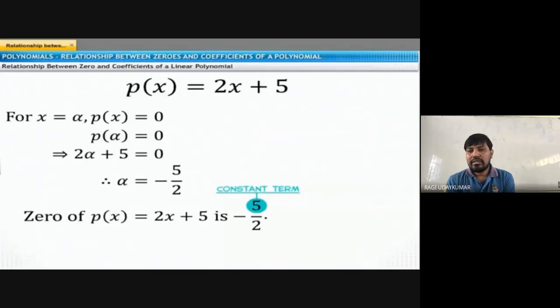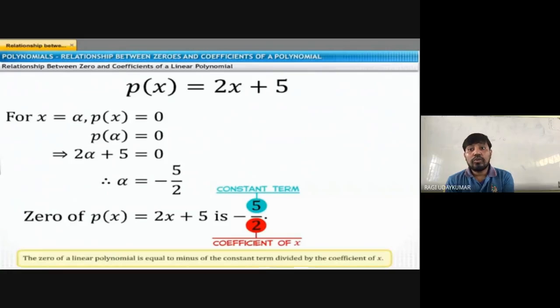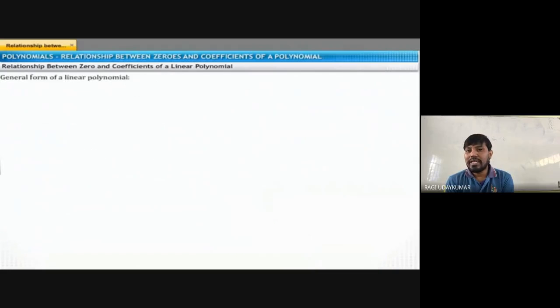So here the constant term you are going to get in the numerator, and the coefficient of x you are going to get in the denominator. These two are the coefficients of the polynomial. So the zero of the linear polynomial, suppose ax plus b if you consider the polynomial in general form, is minus b by a.